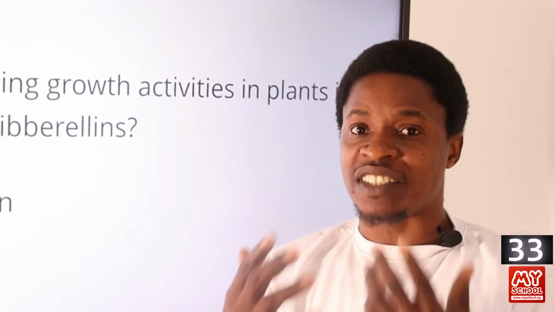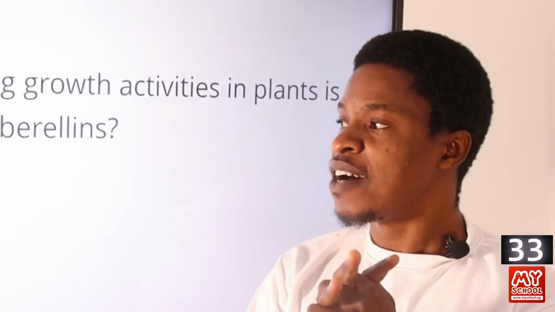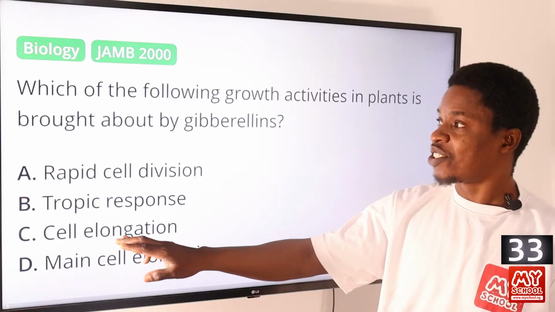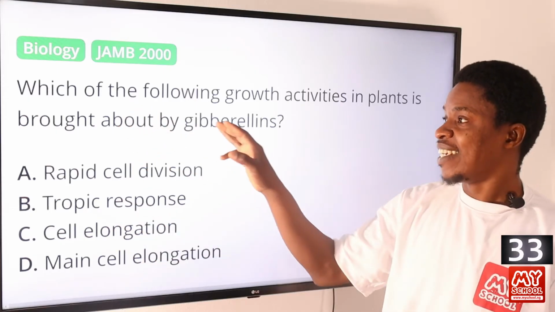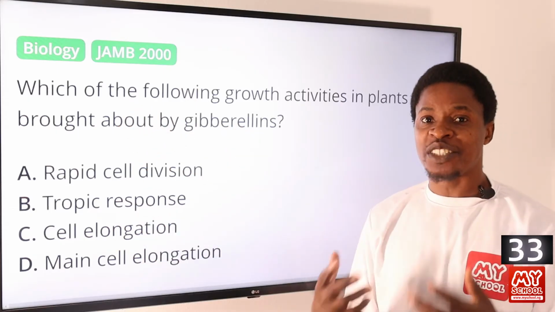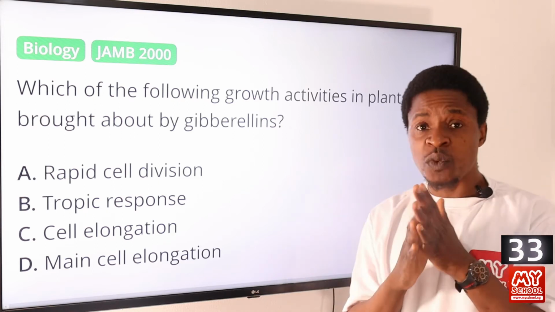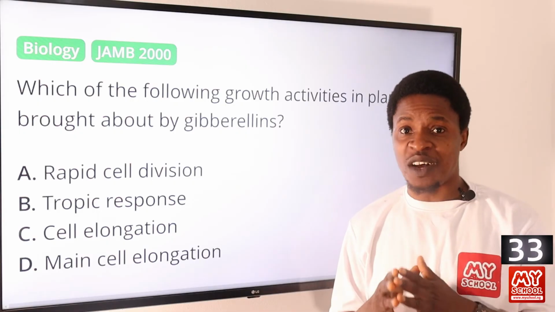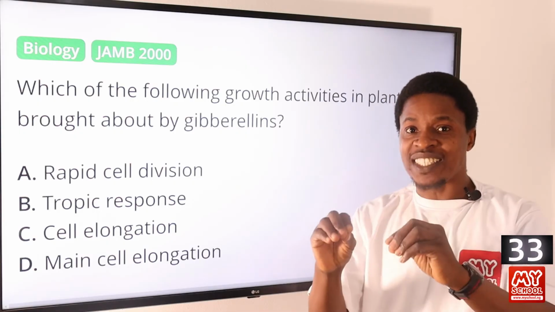It is the auxins that are actually responsible for that. Option C says cell elongation. Yes, cell elongation is brought about by gibberellins. How does it do that? First, it will alter some rheological properties of the cell wall. Once it alters that, what happens?